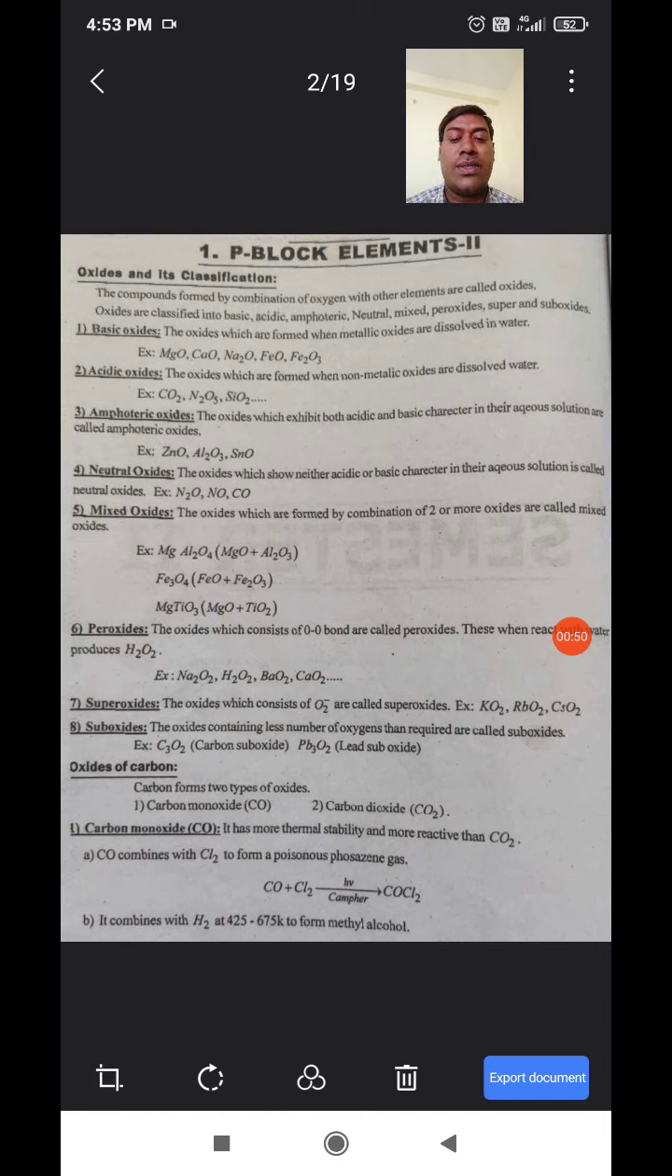In the last class, we discussed oxides of carbon. Generally, carbon forms two types of oxides. They are carbon monoxide and carbon dioxide.